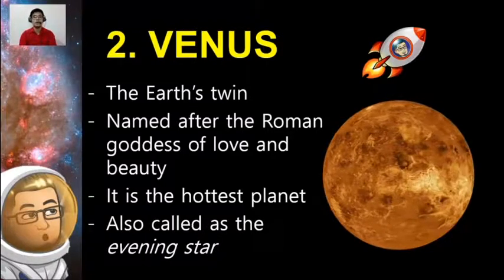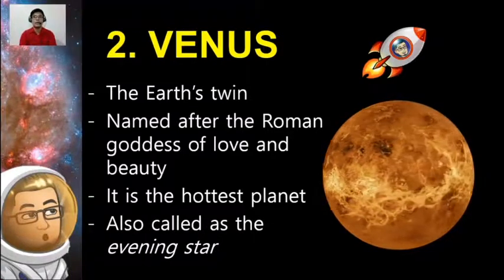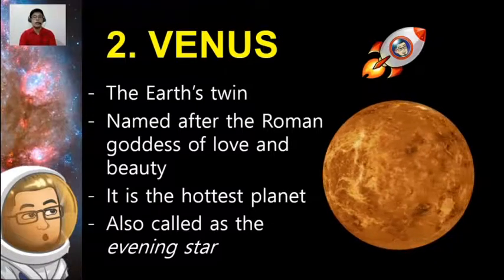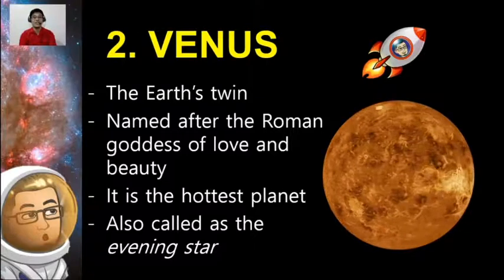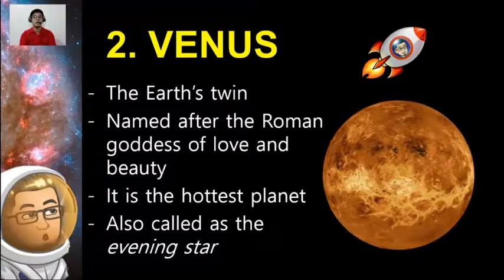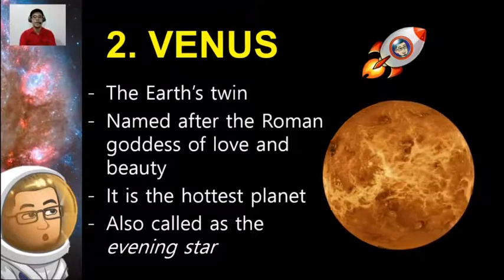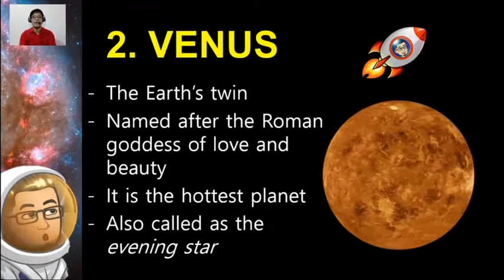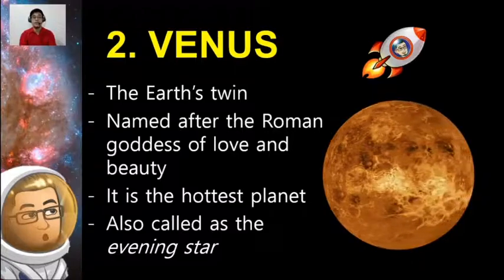Minsan napapansin nyo no, na merong makinang na star in the sky. Actually hindi yun star, instead ito po ay si Venus. Especially ngayon na bare months na, makikita nating muli itong si Venus na nagniningning na naman sa kalangitan. Okay, so that is why it is also called the evening star.